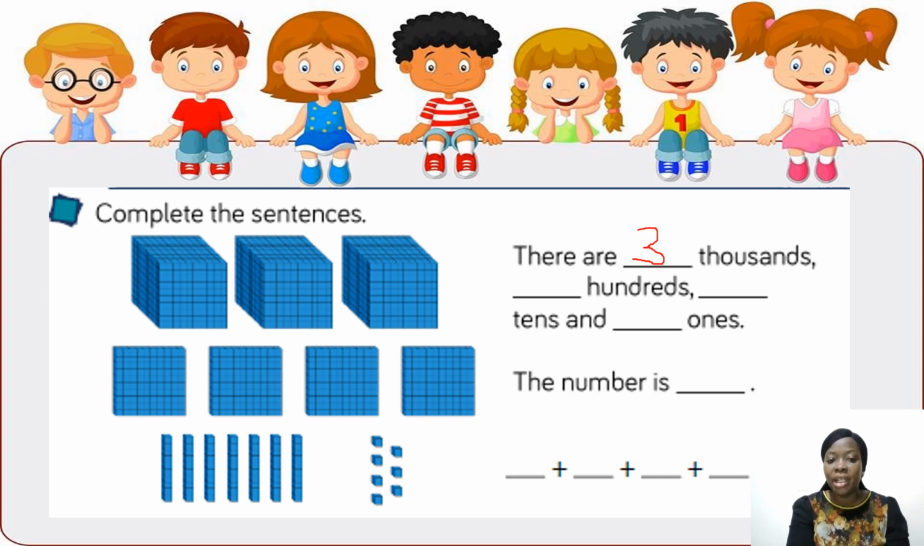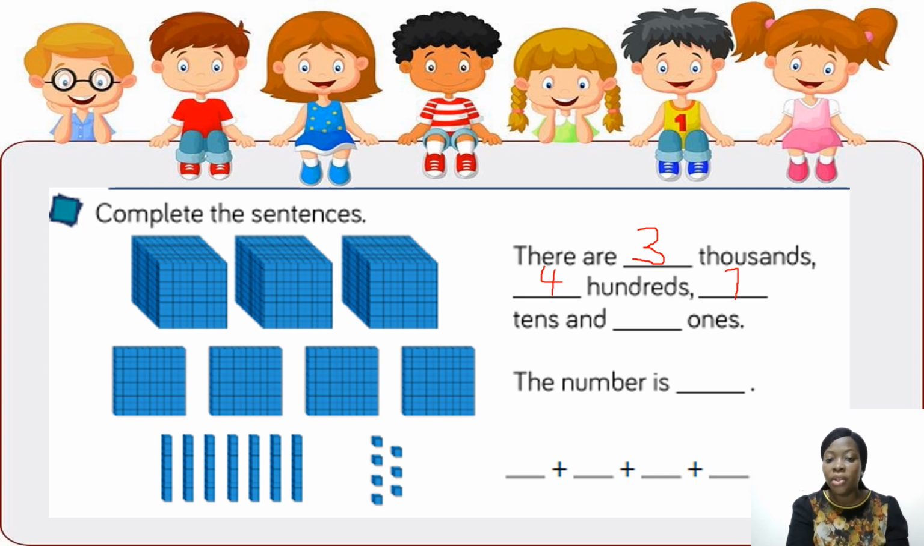How many hundreds are there? These ones shaped this way represent hundreds. So how many hundreds do we have? Let's count together. 1, 2, 3, 4. We have 4 hundreds. And how many tens are there? This is called base 10 representation of numbers. When you see a long one like this, it represents 10 each. So let's count how many tens we have. 1, 2, 3, 4, 5, 6, 7. So we have 7 tens.